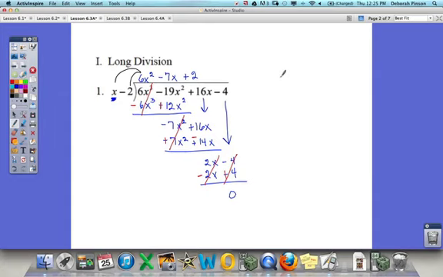Now here's the other thing that it means. It means that if I multiply these 2 things together, it would give me this right here. Now maybe not important when I'm just asking you to divide, but we are going to use that idea a little bit later on. Okay, let's look at a couple more.